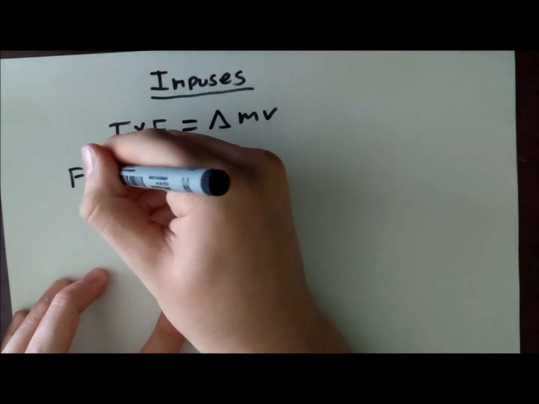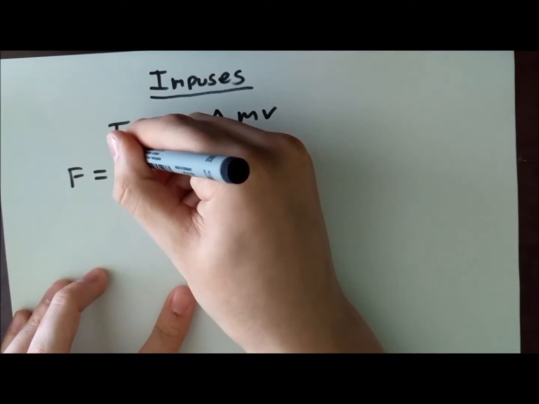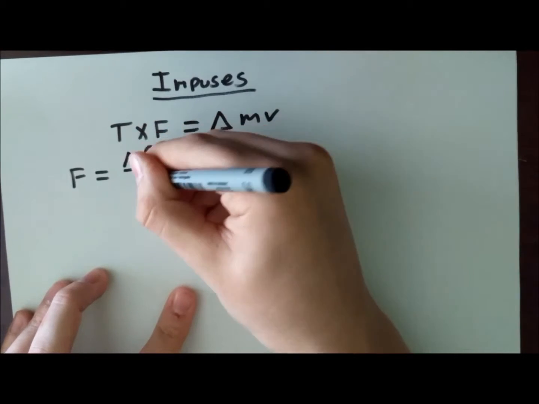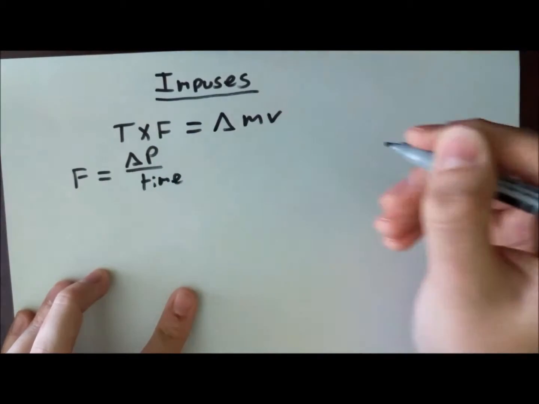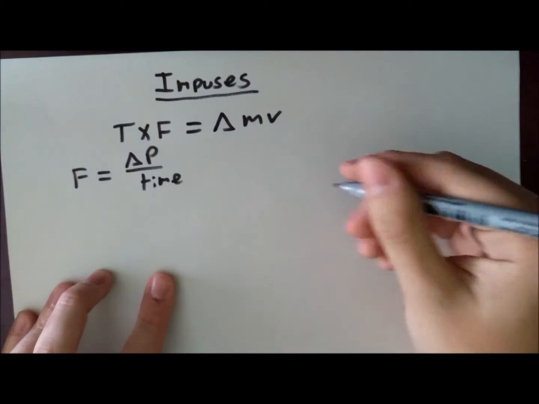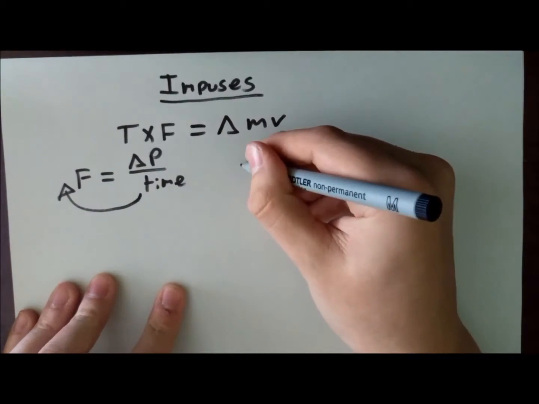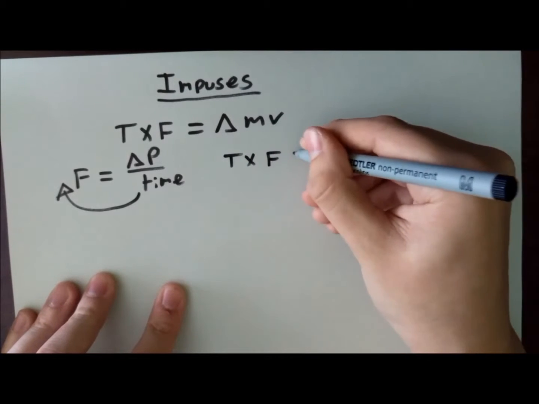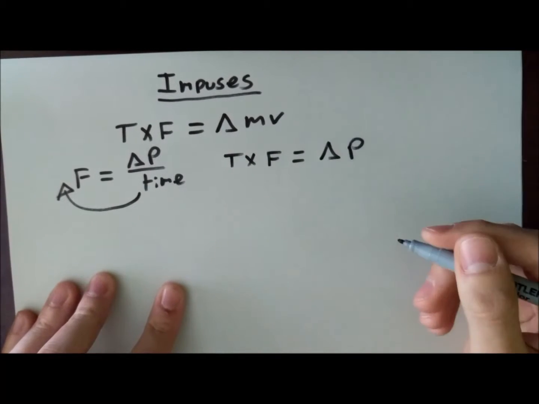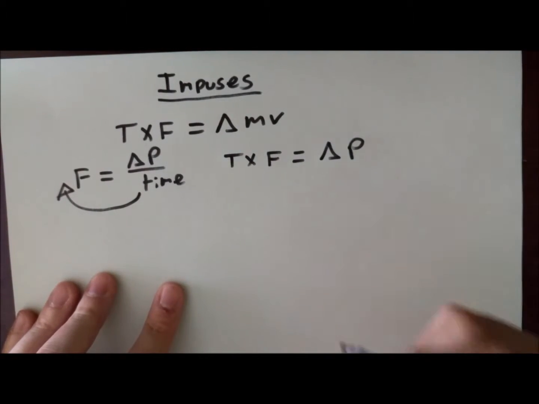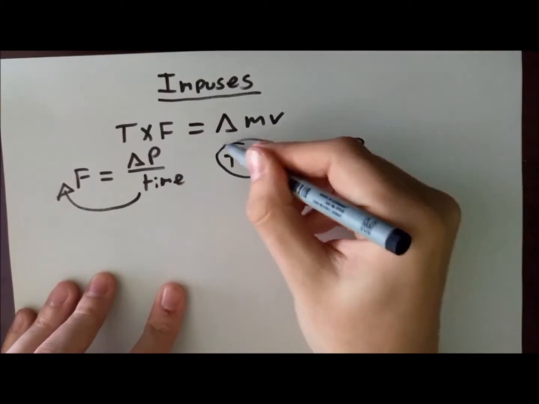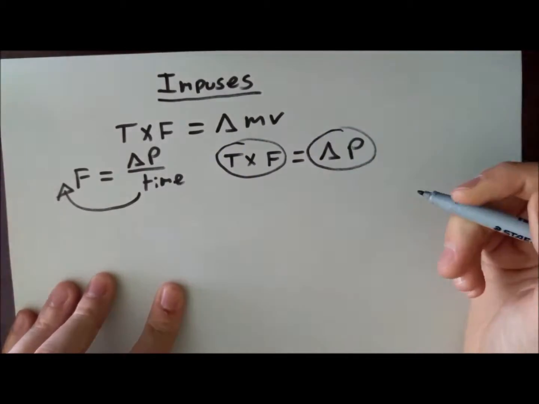Because if we rearrange this formula, we times the time up to here, so we get time times force is equal to change in momentum. Now, this is an impulse, this is momentum.